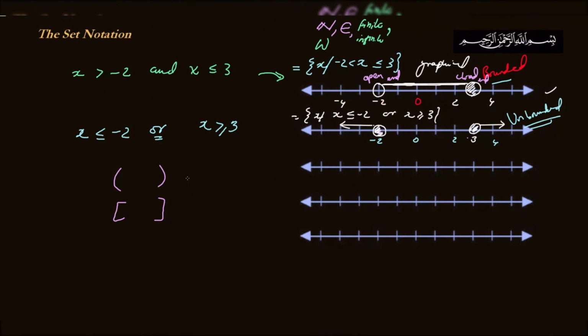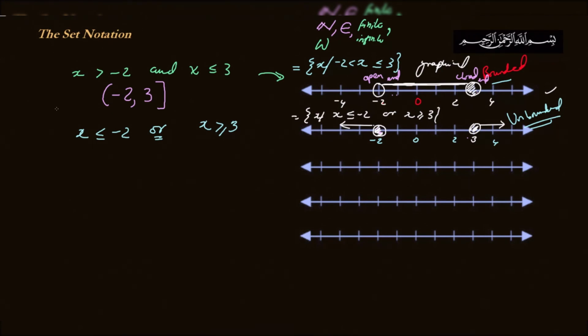So you use parentheses to represent an open end. So here you can say this interval can be described as this: open parenthesis -2, and this end is a closed end, so you describe it as 3 with a square bracket like this. Okay, so this whole thing you can write like this.